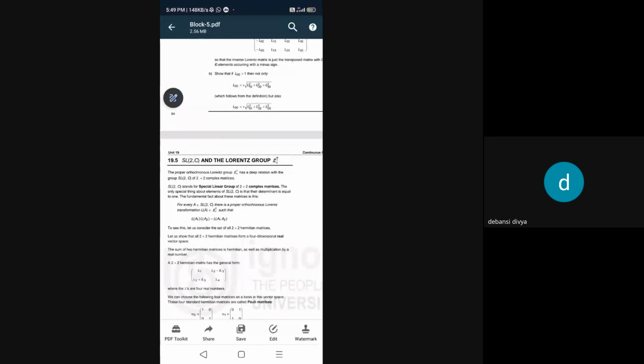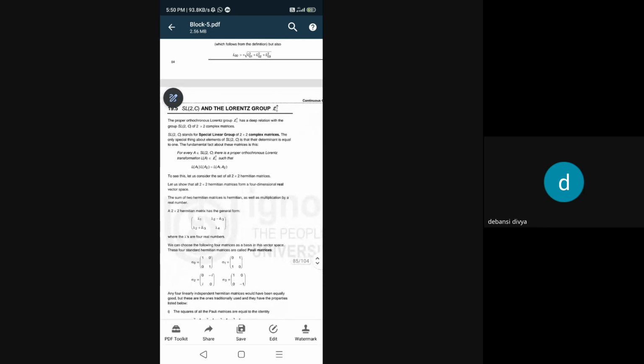Now the Lorentz group and the special linear group of 2 cross 2 complex matrices: SL2, C stands for the special linear group of 2 cross 2 complex matrices. The only special thing about elements of SL2, C is that their determinant is equal to 1. The fundamental fact about these matrices is that for every A belonging to SL2, C, there is a proper orthochronous Lorentz transformation LA belonging to L subscript plus, such that LA1 LA2 is equal to L A1 A2.